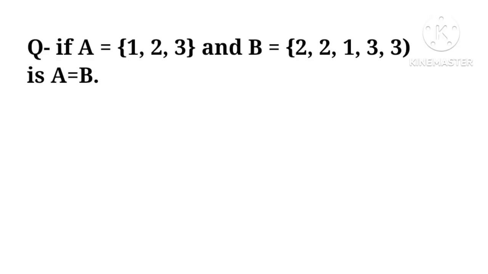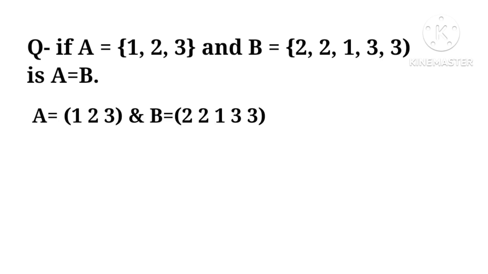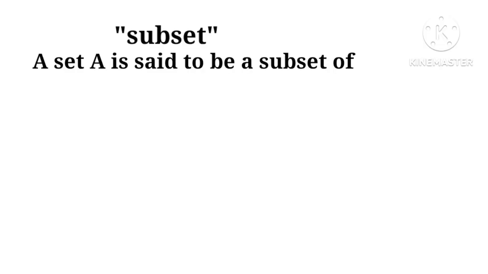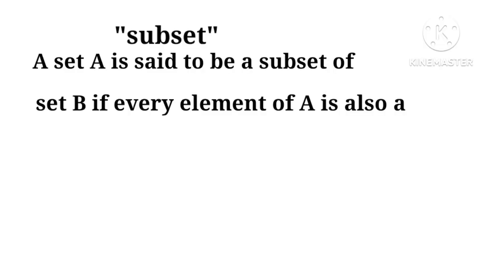If A equals {1, 2, 3} and B equals {2, 2, 1, 3, 3}, is A equals B? B equals {1, 2, 3}, since elements of a set are never repeated. Hence A equals B.